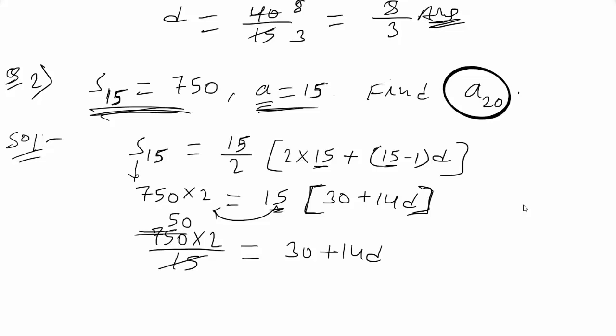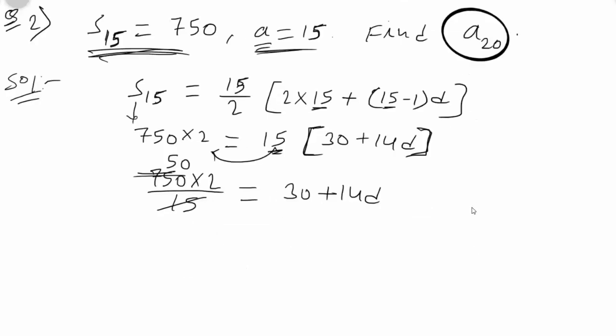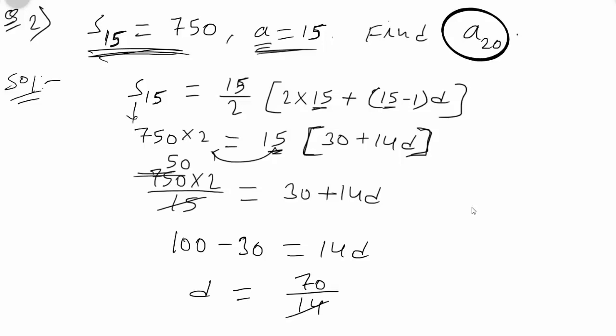So 50 times 2 is 100. So 100, and if this 30 is adding on the right side, on the left side it will be subtracted. So we are getting 14d = 100 - 30, which is nothing but 70. So d will be equivalent to 70 divided by 14, which is 5. So we got the value of d.